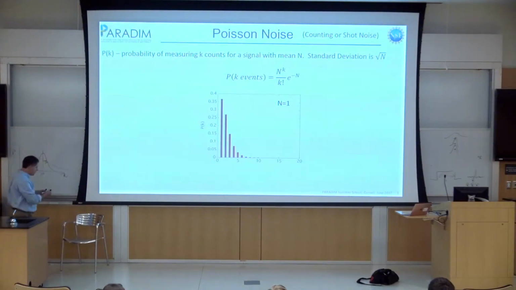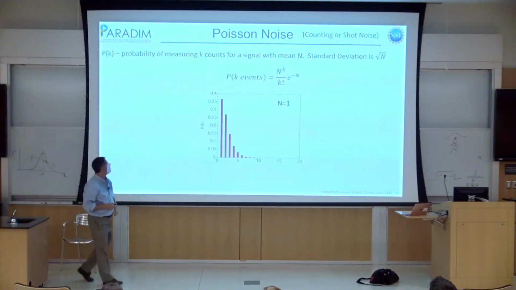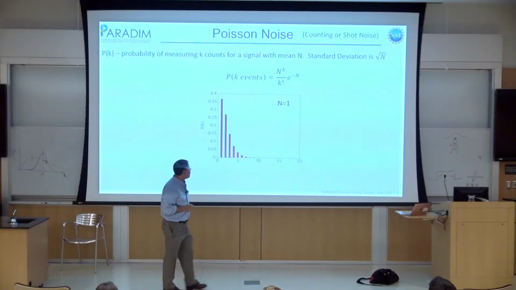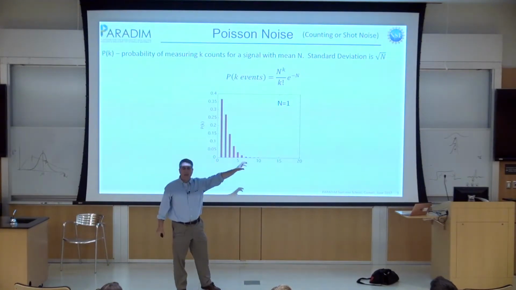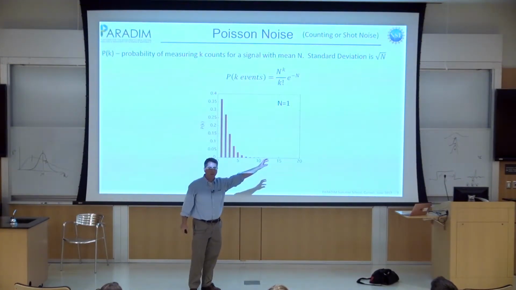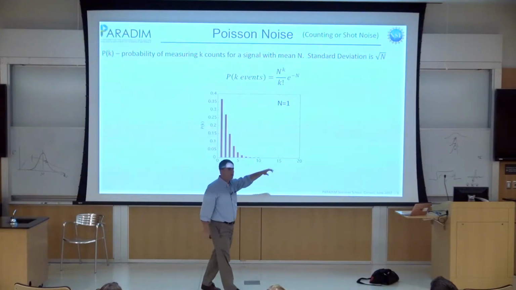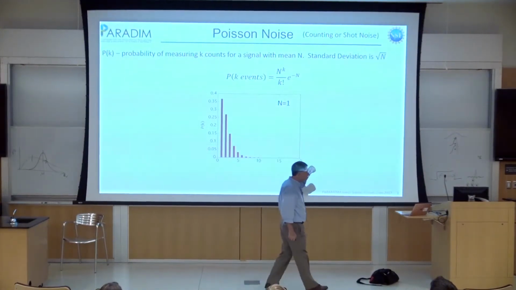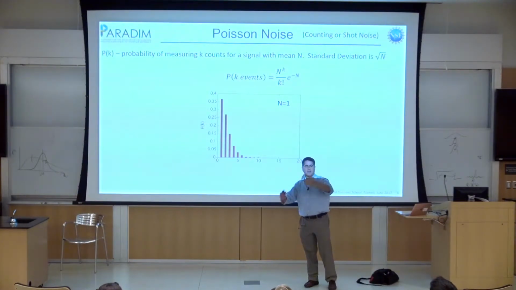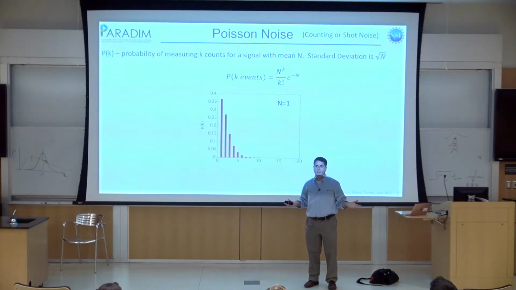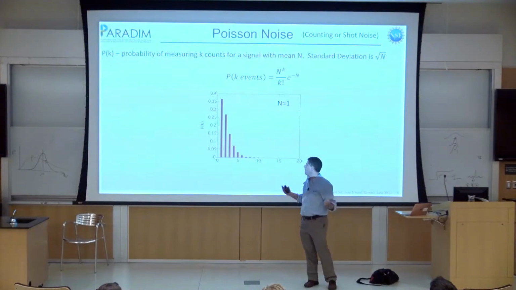So the Poisson distribution doesn't have two free parameters. It only has one parameter, which is n. And this is the rule of thumb I want you to remember. If I have n counts per channel, the uncertainty, the spread, is square root of n. The standard deviation is square root of n.